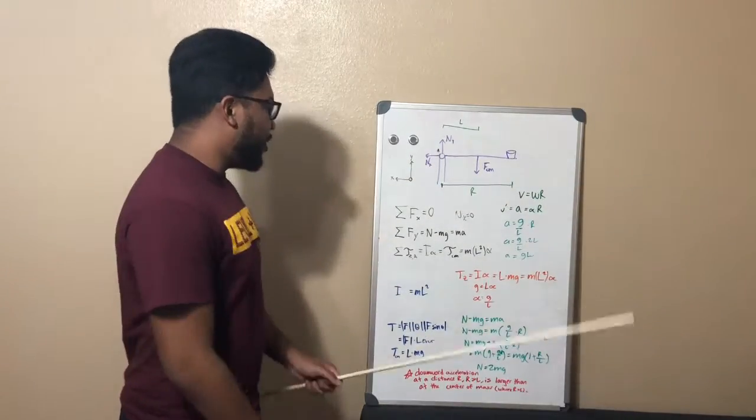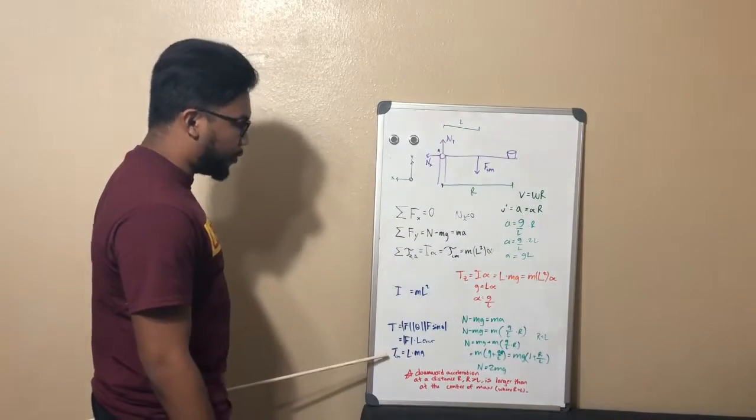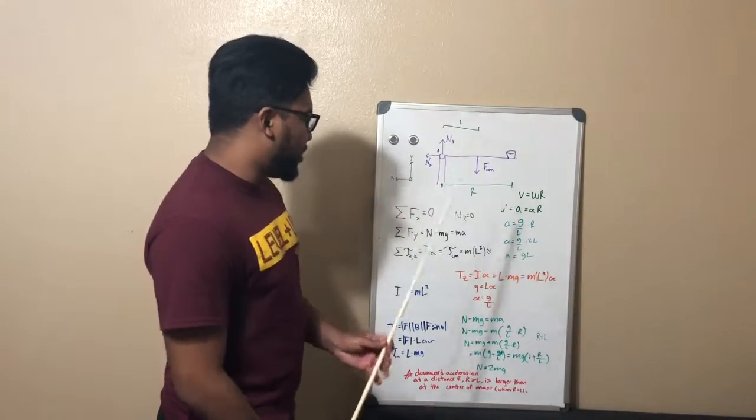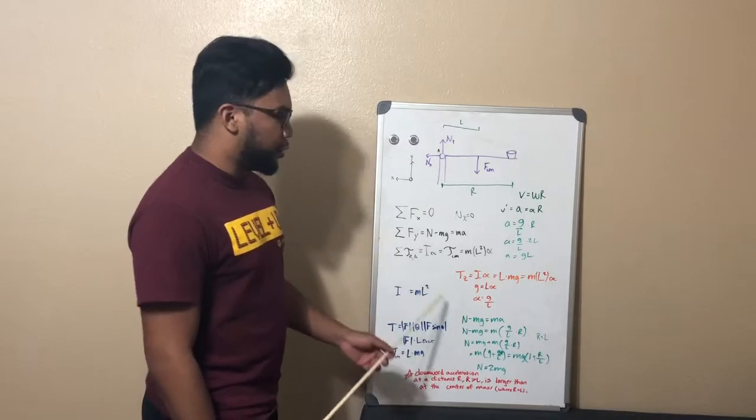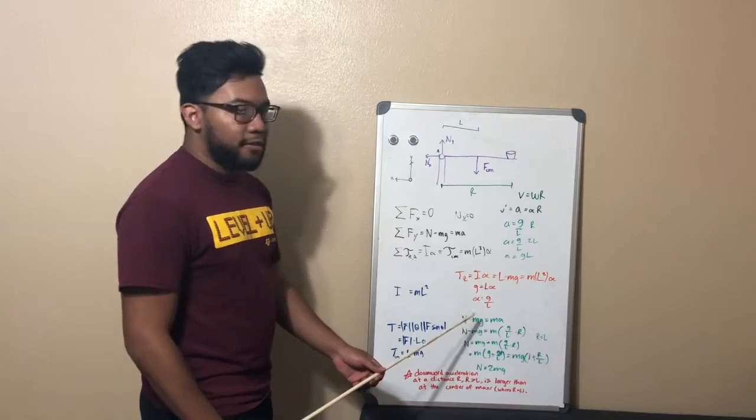Alright, so then on the other side, we use the values that we found for the moment of inertia and for the torque around the center of mass, and we plugged it into this equation, the sum of torques equation. And solving for alpha, we found that alpha is equal to g over L.